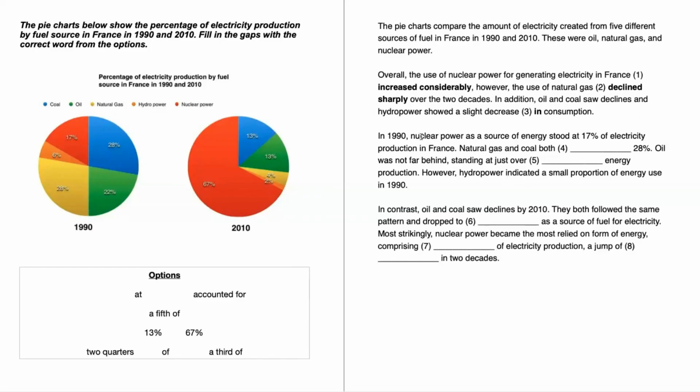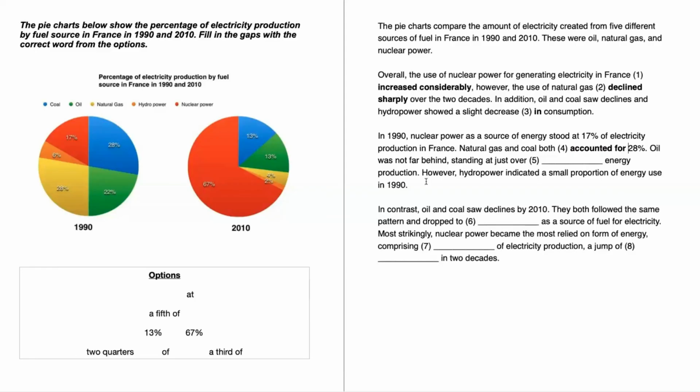In 1990, nuclear power as a source of energy stood at 17% of electricity production in France. Natural gas and coal, both blank, 28%. And so again, this is just a different way to say what the data is or what the data was. And so the best option here would be accounted for, because we still need a verb, and to account for something is an excellent verb.